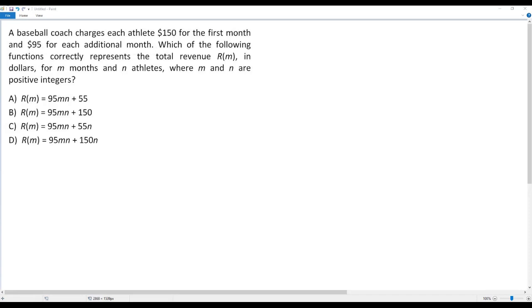Which of the following functions correctly represents the total revenue R of M in dollars for M months and N athletes, where M and N are positive integers?